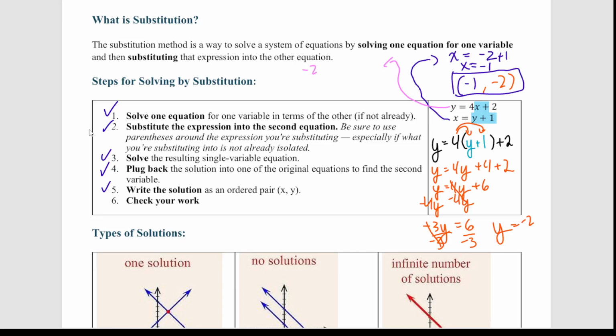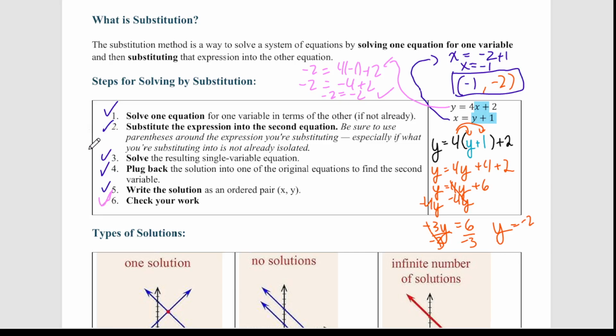So is it the case that the y value negative 2 is equal to 4 times the x value, which is negative 1, plus 2 as well? So we get negative 2 is equal to negative 4 plus 2. Negative 2 is equal to negative 2. That's a true statement. I did just check my work.